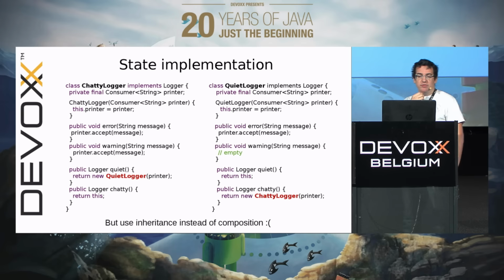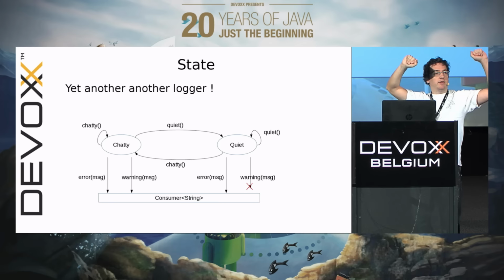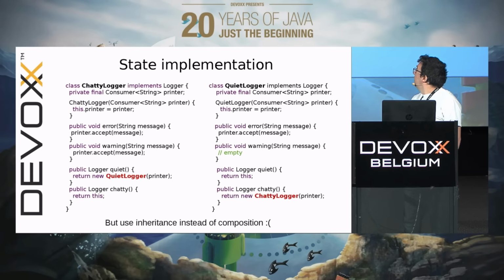There are several issues. One issue is you create a new logger each time you change your state, which is not what I want. When I call chatty and quiet, I should have only two loggers, two instances. I don't want to create a new one each time. And basically, I have used inheritance instead of composition here. Let's implement it using lambdas. And you will see something which, I find, is really fun.